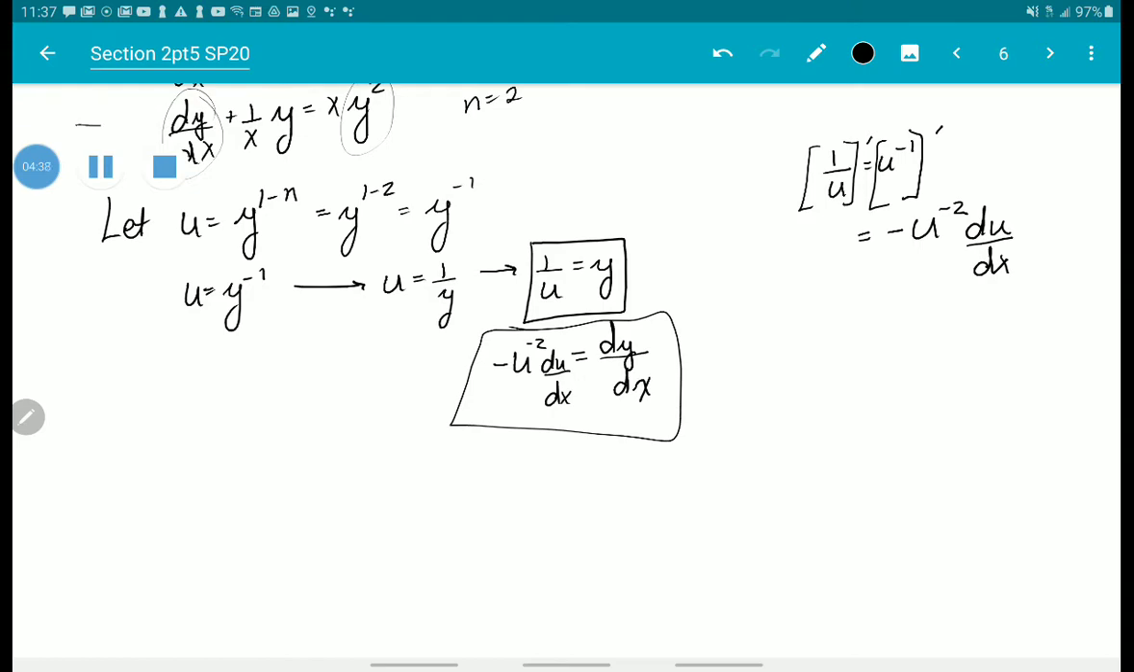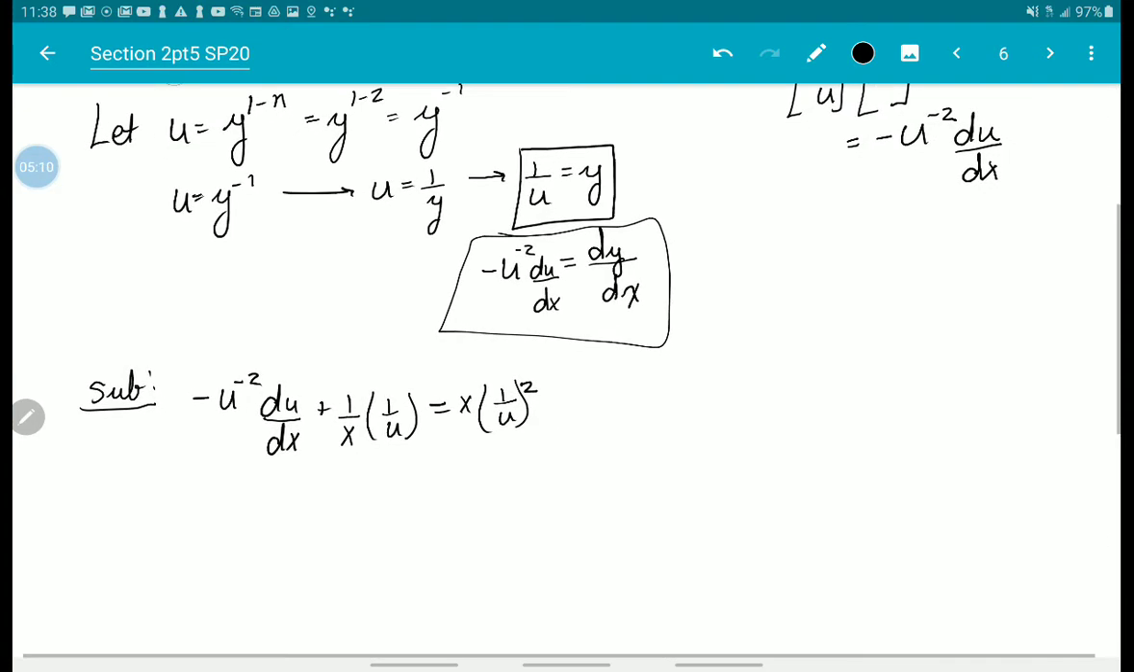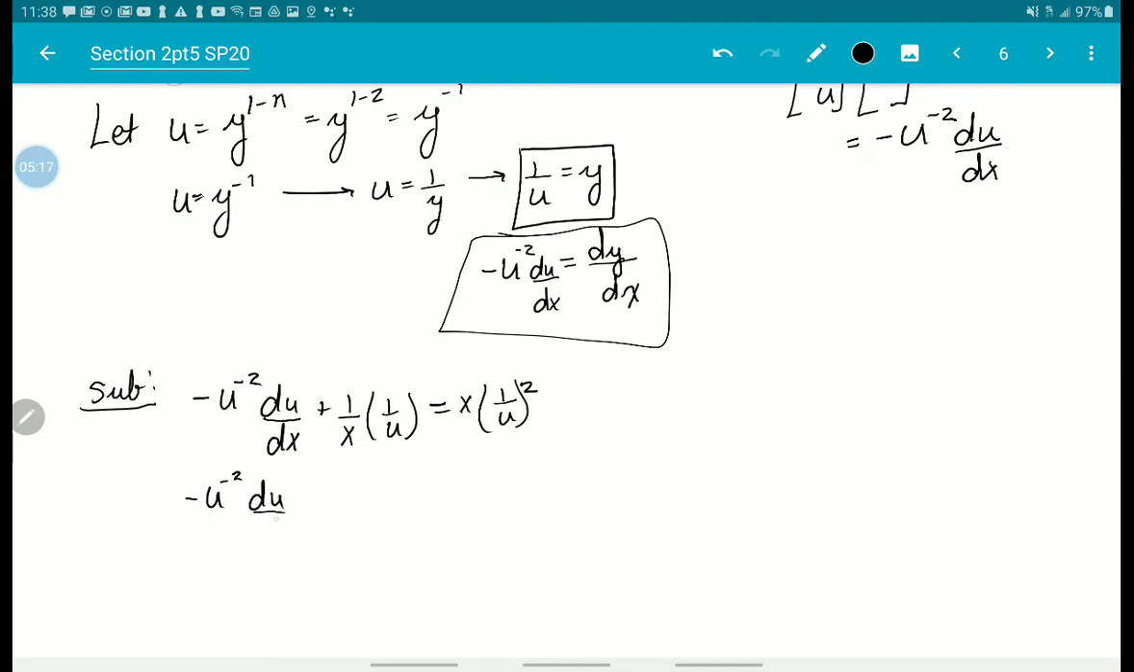Now all of this will go into our differential equation up here. We're going to have negative u to the negative 2 times du/dx plus (1/x) times y, which is 1/u, is equal to x times our y, which is 1/u squared. I'm going to simplify. So now we have that.